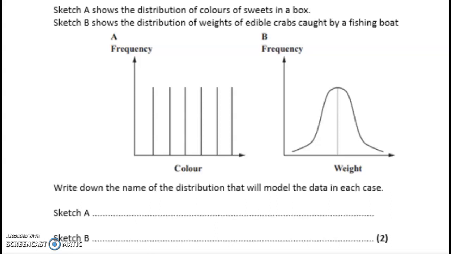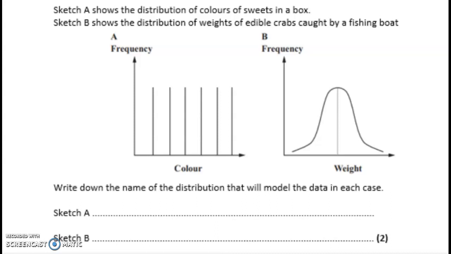Let's read the question. Sketch A shows the distribution of colours of sweets in a box. Sketch B shows the distribution of weights of edible crabs caught by a fishing boat. Write down the name of the distribution that will model the data in each case.